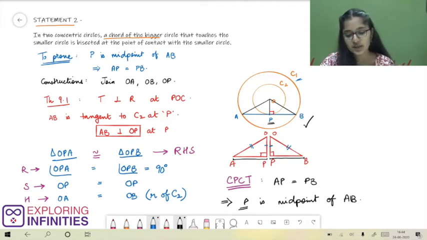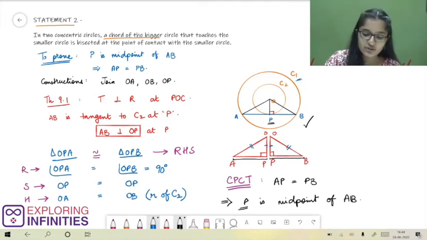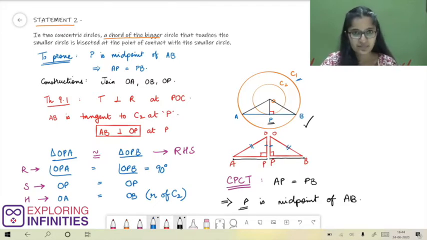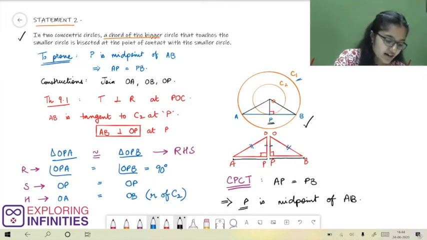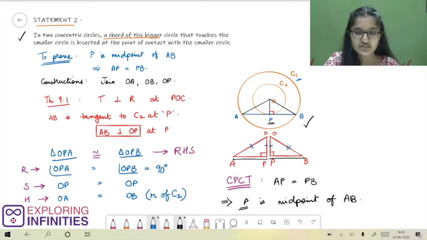Here, what is P? It is the point of contact of the chord of the bigger circle, that is, the chord of C1 to C2. And this chord is being bisected at P. That means the chord of the bigger circle in these two concentric circles is being bisected at its point of contact with the smaller circle. And that is nothing but our statement. Hence, we have proved statement 2 given in our textbook.